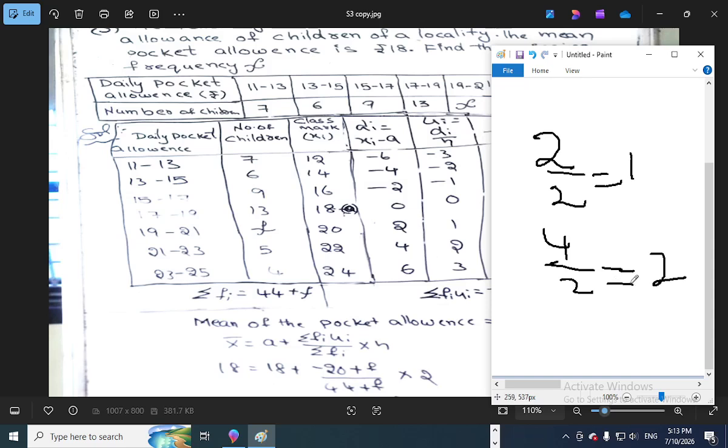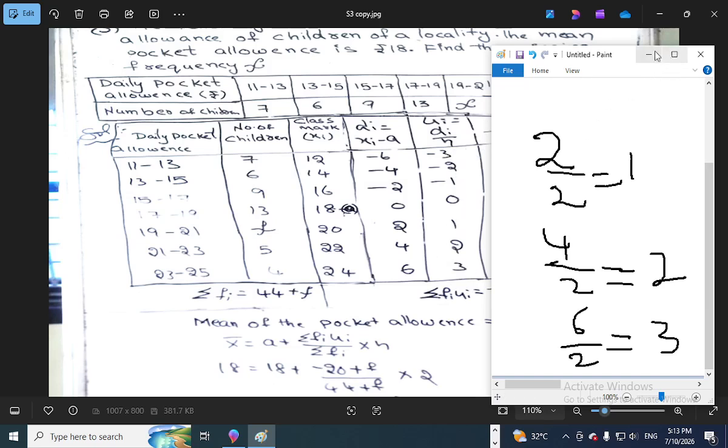Which is equal to 2. Then the last class deviation, 6 by 2, is equal to 3. Here the next class step deviation is 1. The next class step deviation is 2. The next class step deviation is 3. Like that, we have found the step deviation for all the classes.